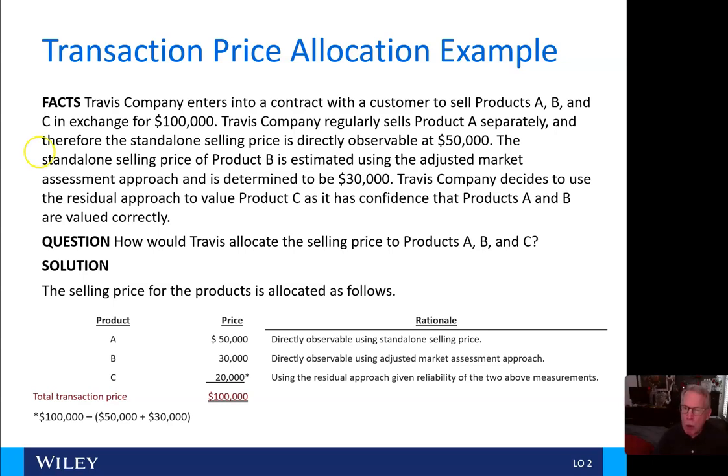So, how would Travis allocate the selling price to products Alpha, Bravo, and Charlie? Well, pretty easily seen here. Product Alpha is at 50,000, product Bravo is at 30,000, and the difference between the 100,000 total and products Alpha and Bravo is $20,000. The residual approach. Pretty easy there.